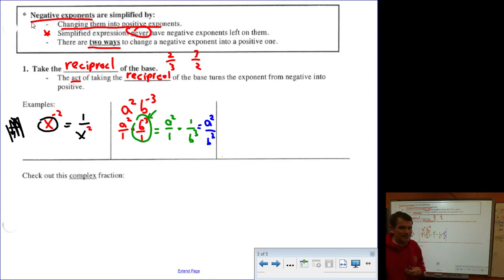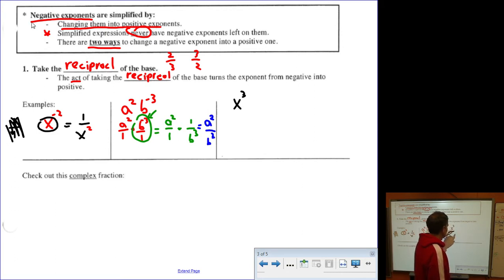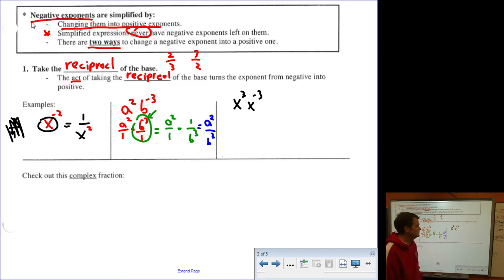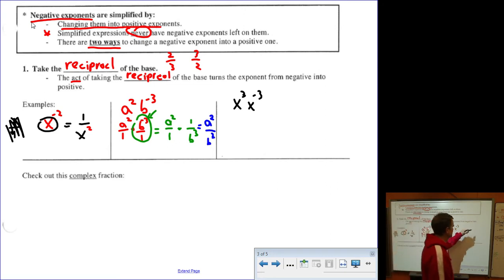Now, in my opinion, well, I'll get to that in a minute. Let me show you one more interesting example, if I can remember it. What if I had x to the third times x to the negative third? Now that's interesting. We're going to do this one twice.